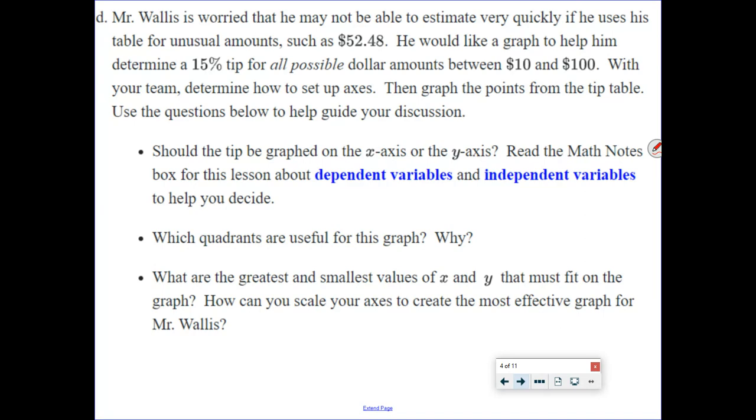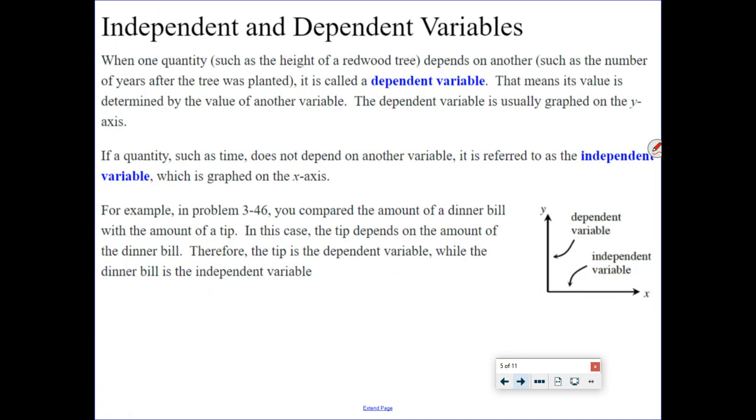Should the tip be graphed on the x-axis or the y-axis? Read the math notes box for this lesson about dependent and independent variables. Help your team decide. So here is the math notes box.